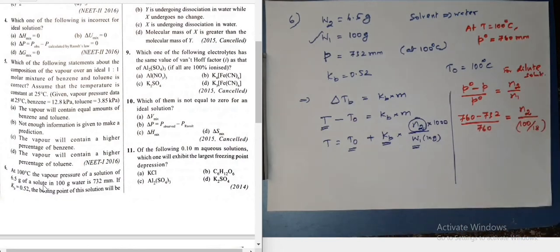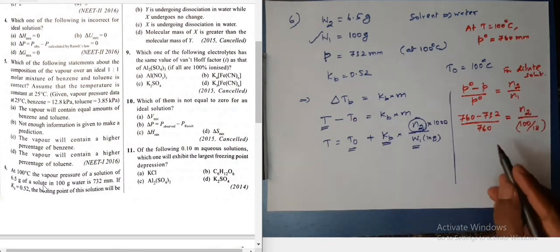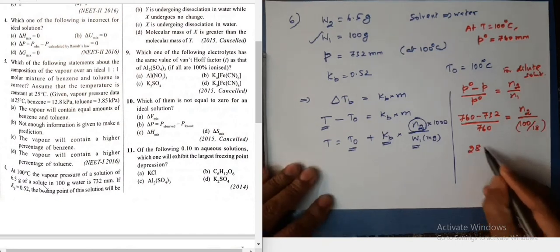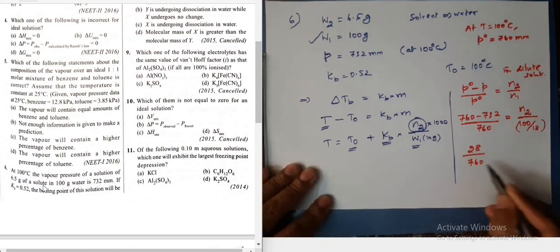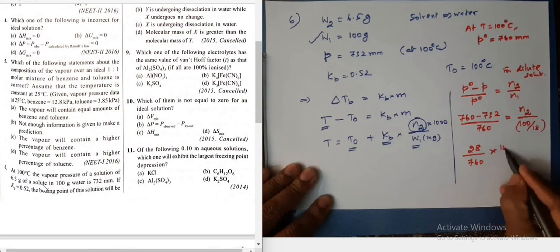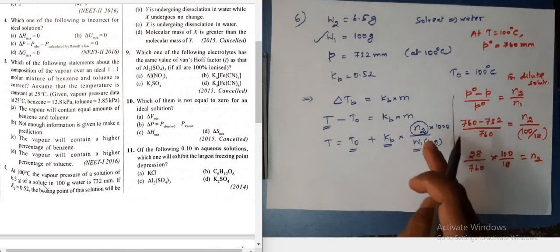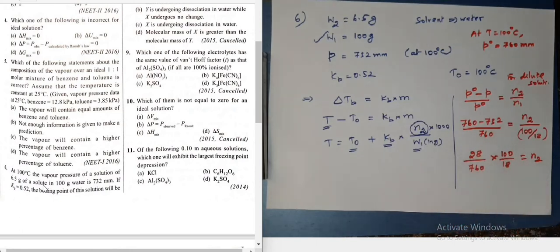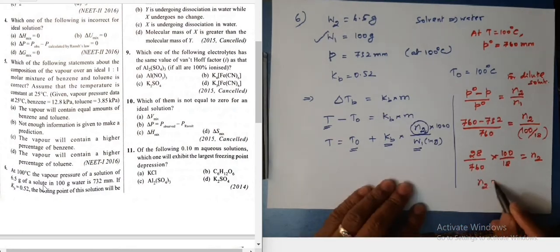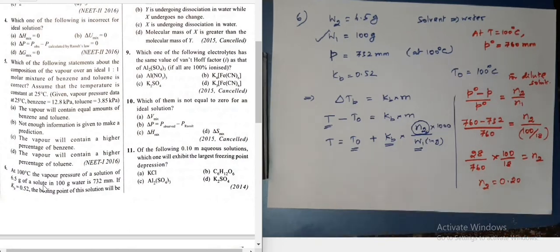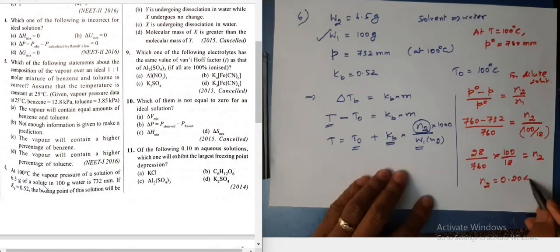So 760 minus 732 is 28. 28 by 760, I'll bring this quantity here, equals 100 by 18 into N2, number of moles of solute. Now, if I simplify this, I'll get the value of N2. Then we should put that value here. Roughly it is 0.20. It comes around 0.2046 moles.